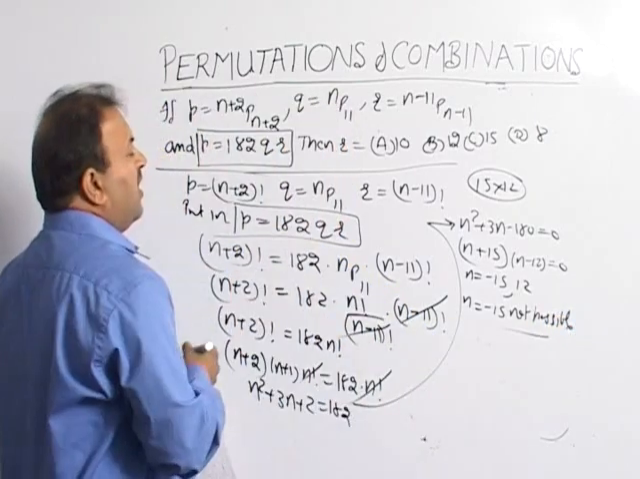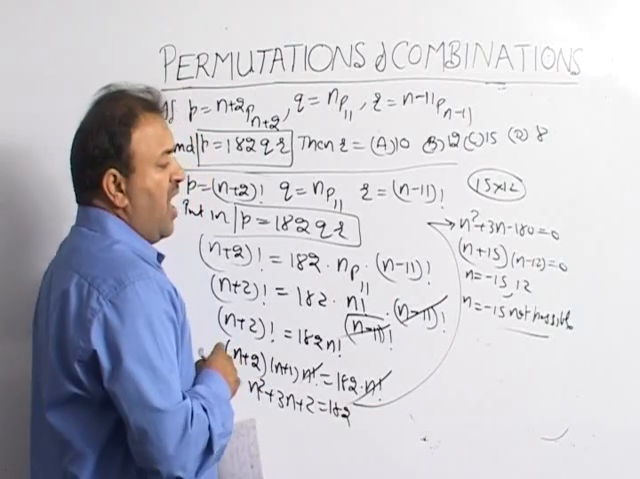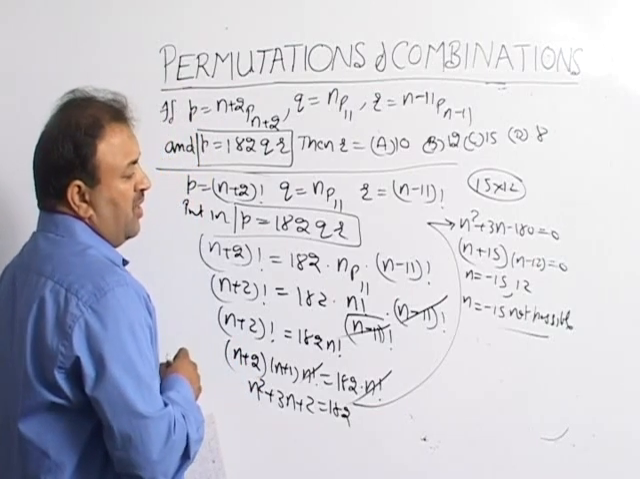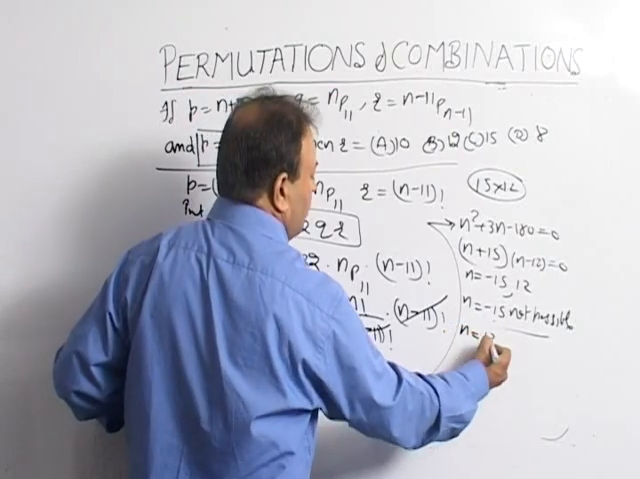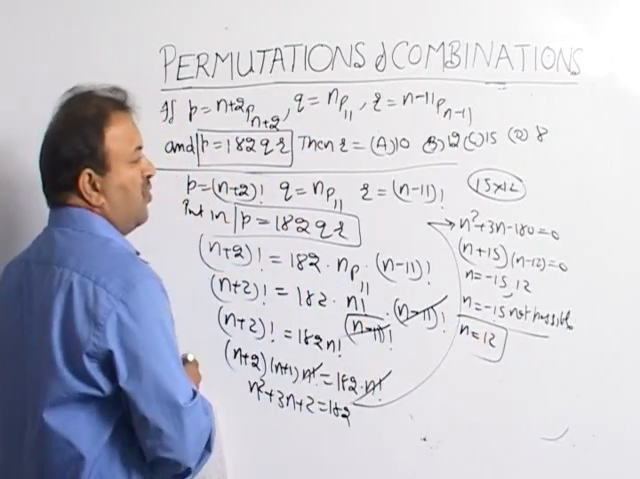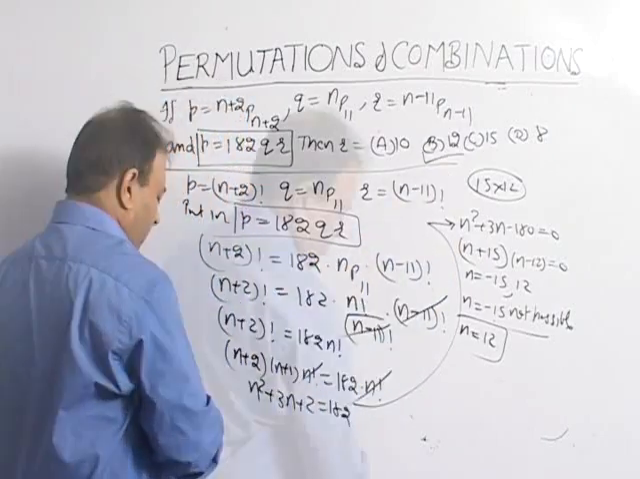Because in here we know n should be clearly a natural number. N यहाँ पे क्या होना चाहिए, natural number. So n is equal to minus 15, rejected. The only option we have been left out, it is n is equal to 12. So the correct answer of this question is it is B part.